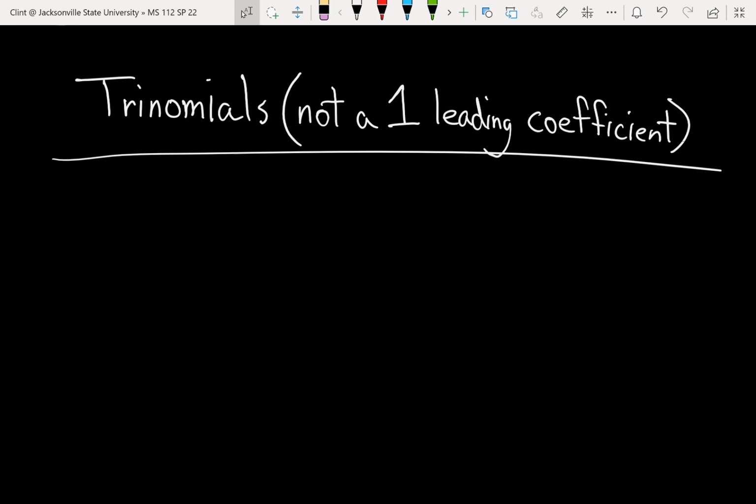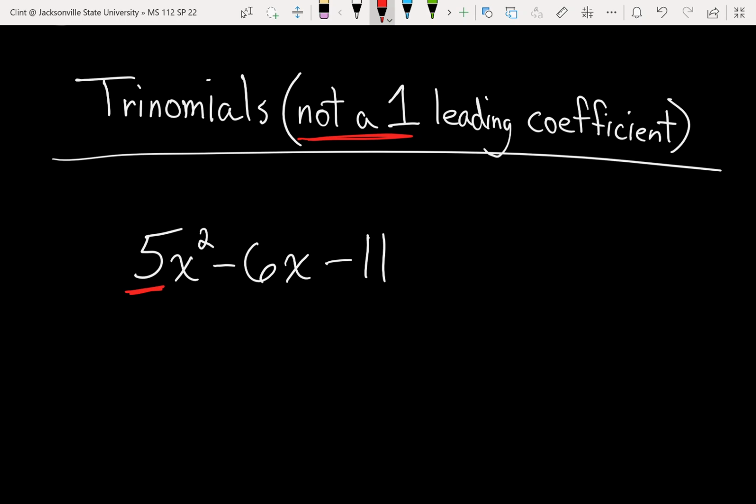So what am I talking about, a trinomial with something that's not a 1 as the leading coefficient? Look at this: 5x squared minus 6x minus 11. These trinomials are a little bit tougher than the other ones. Here, my leading coefficient is a 5, so that's not a 1. Work a little bit harder on it.